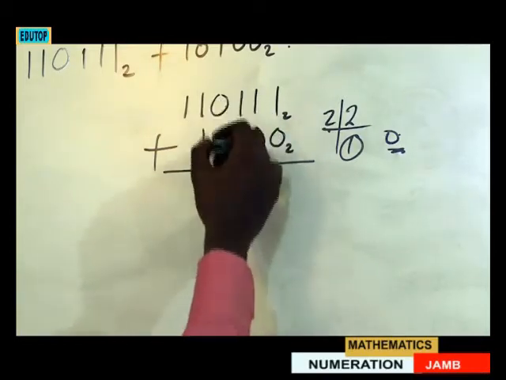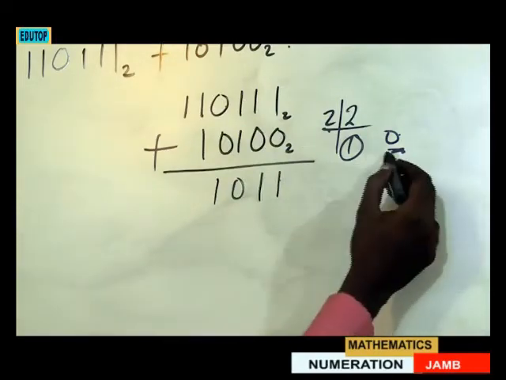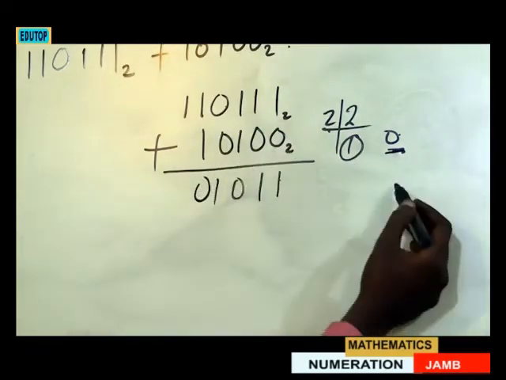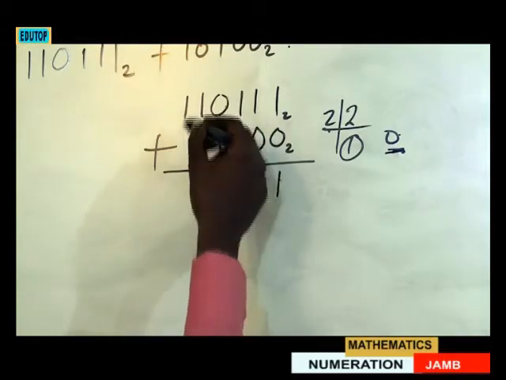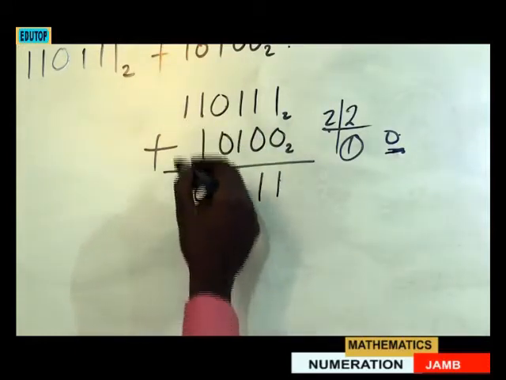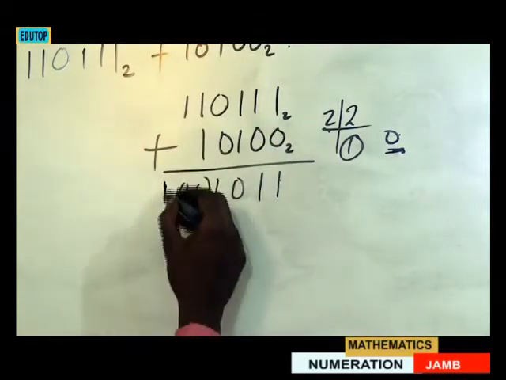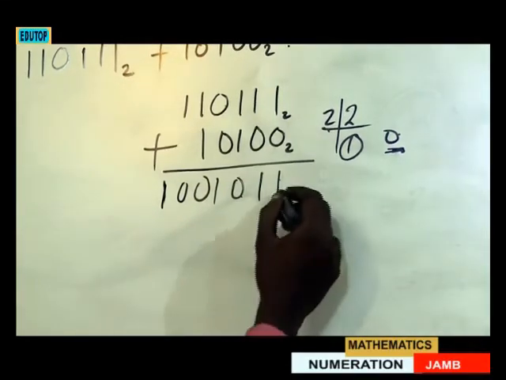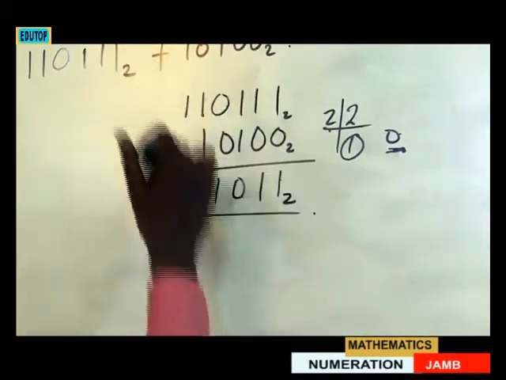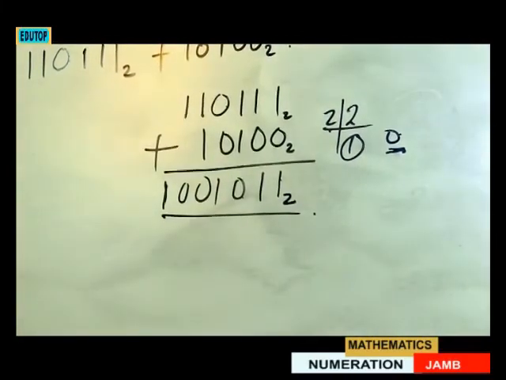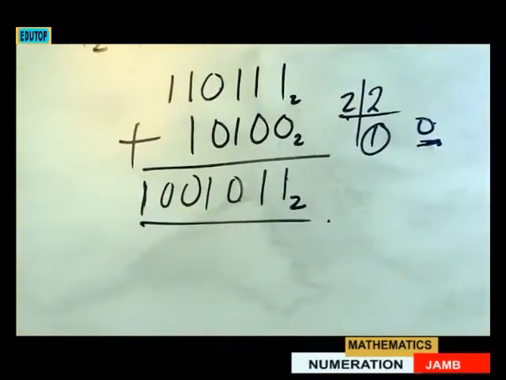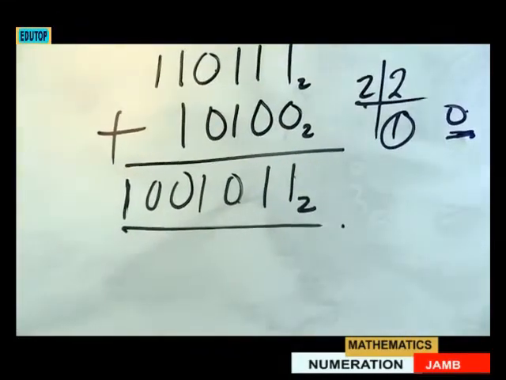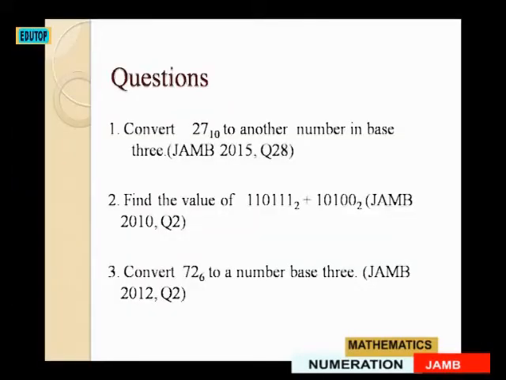This is another one again, 1 plus 1, 2. We cannot write 2 directly, we write 0, then we carry 1 to the next line. So 1 plus 1, 2. We cannot write 2 again, we write 0, then we carry 1 to the next line. So at the end, we are going to be having 1001011 base 2. So the answer to this question is 1001011 base 2.